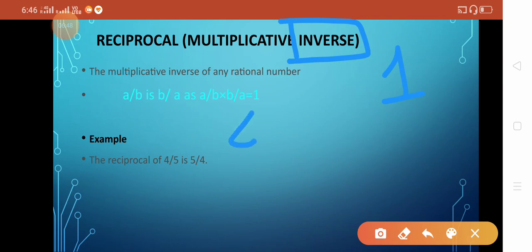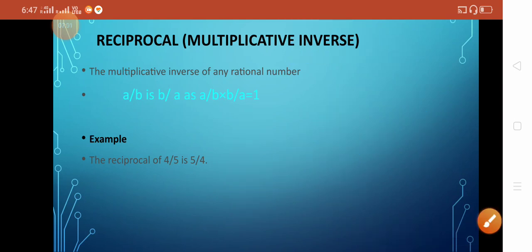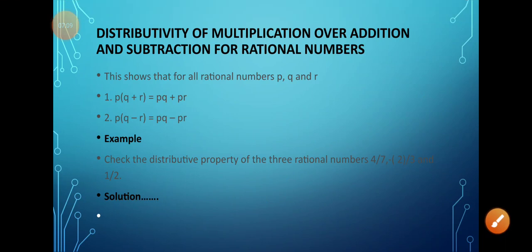For example, you have 4 by 5. You multiply it by some number and you want the answer to be 1. So by which number should you multiply? You should multiply it by 5 by 4. 4 cancels, 5 cancels, answer is 1. So you simply have to interchange the numerator and denominator to find the multiplicative inverse or reciprocal of the number.